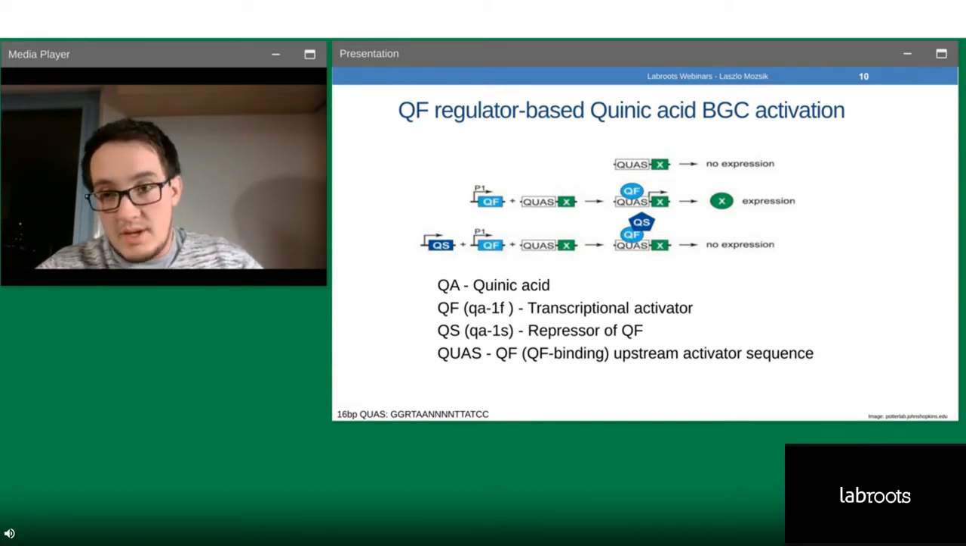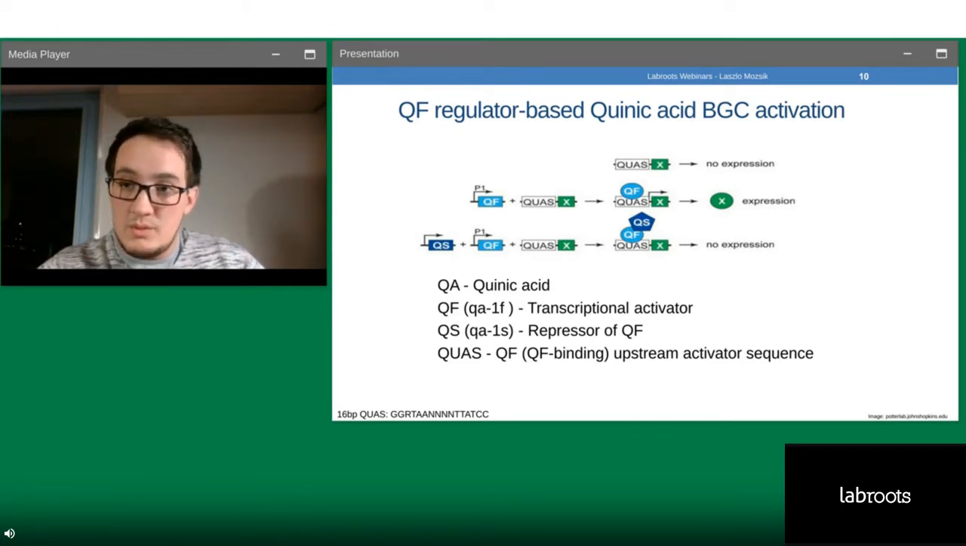But when the transcription activator is present, it can bind and activate the gene cluster, and the quinic acid metabolization genes can be transcribed. But in the native system, the repressor is also present, quenching the activation, so there's no activation coming out of this gene cluster. To remodel this, which was already done in mammalian cell lines, Drosophila, C. elegans, mosquito and zebrafish, we repurposed it to Penicillium chrysogenum, taking the activator domain from this gene cluster and the binding sequences.